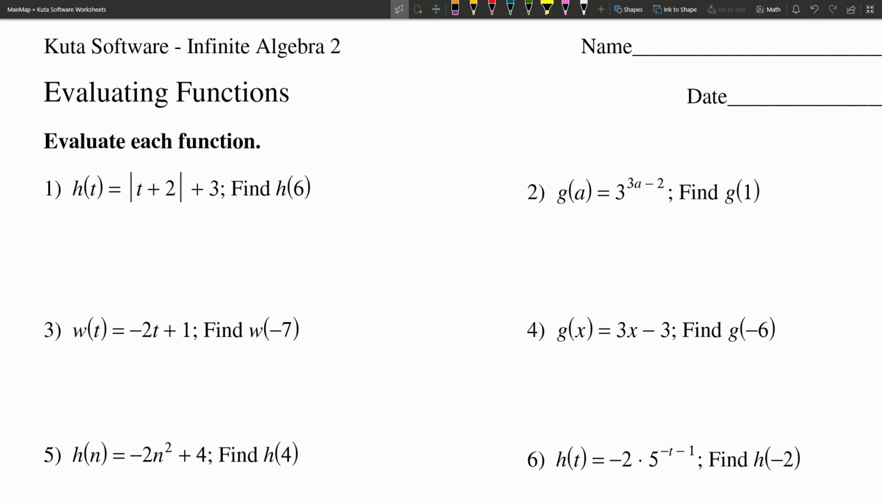In this video, we're going to complete the KutaSoftware Infinite Algebra 2 free worksheet evaluating functions. Our directions for this entire worksheet are to simply evaluate each function. And how we evaluate a function is we're going to take the value of the variable, plug it in, and simplify. So let's dive into number 1.